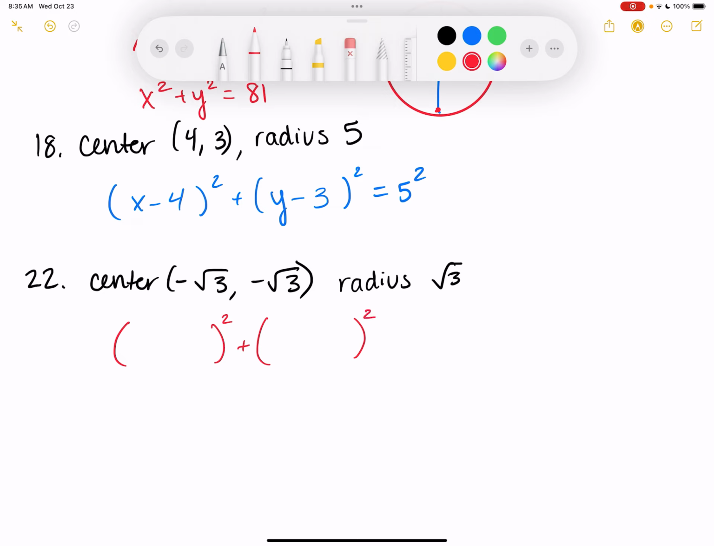X plus the square root of 3, squared, plus y plus the square root of 3, squared, equals the square root of 3 squared. And so that's all you'd have to do for those ones. And like I said before, if you wanted to rewrite this and just write 3 over here, because the square root of 3 squared would just be 3, you're welcome to do that, or you can just leave it.